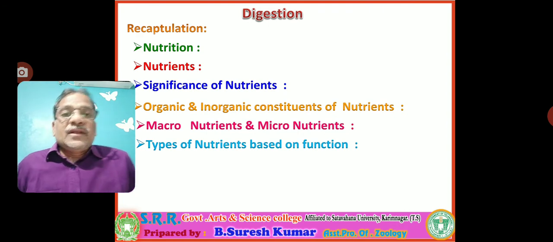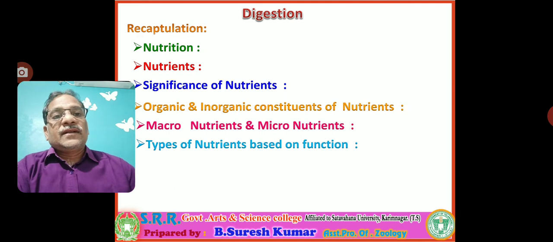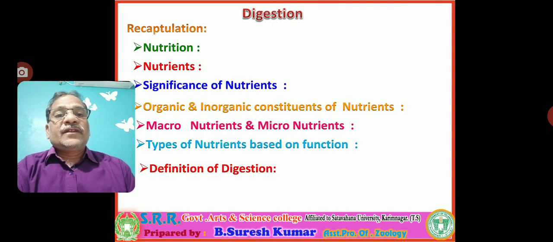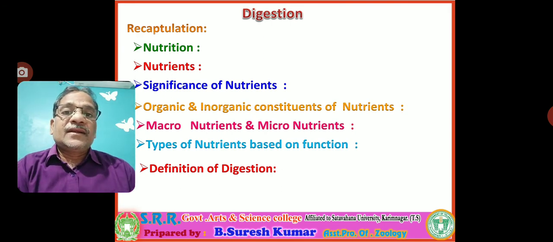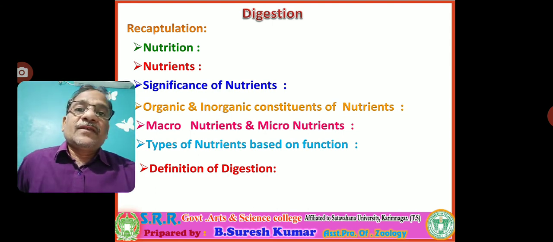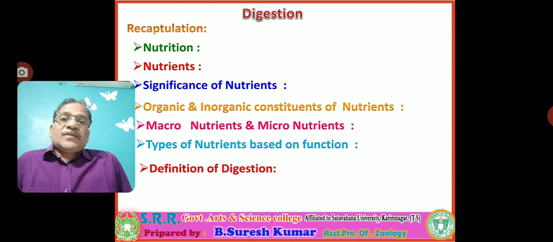So are you clear? All these things we completed in the last class, and one more thing, that is the definition of digestion. Digestion is a hydrolytic process. It is one of the physiological processes. In this process, the complex food material breaks down into simple, minute molecules, absorptive molecules, liquefied molecules. The entire phenomenon is called digestion. That is the digestion definition.